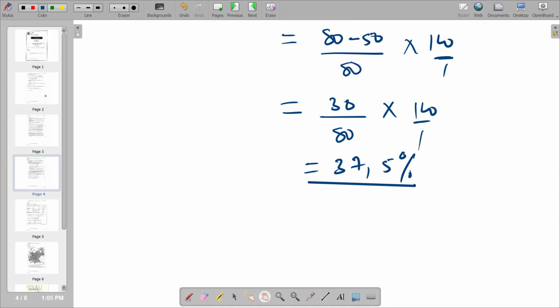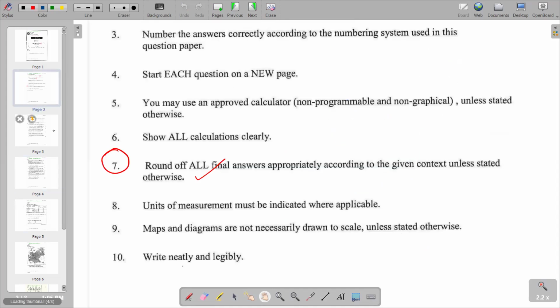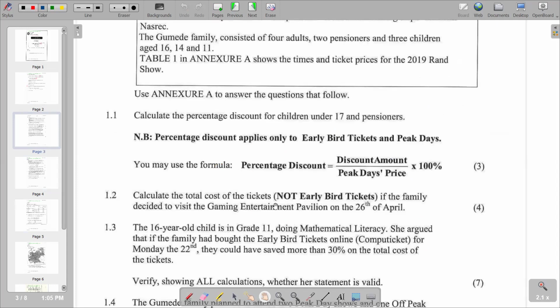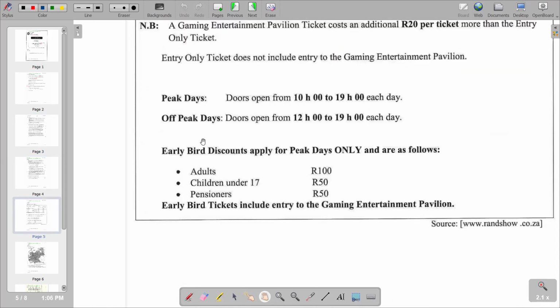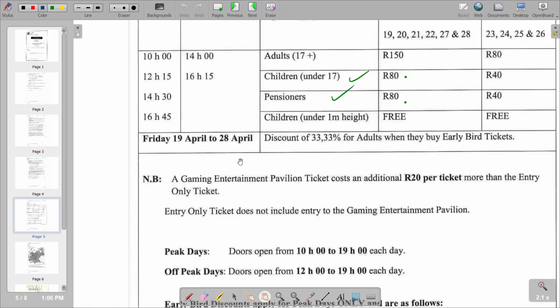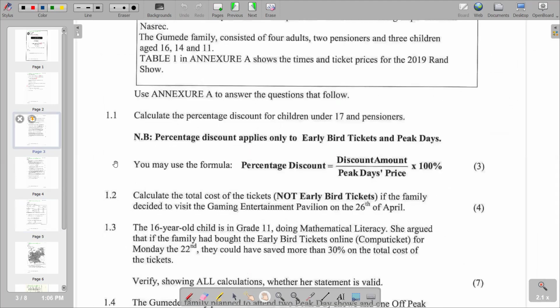We go to the next question. It reads: calculate the total cost of the tickets, not early bird tickets, if the family decided to visit the gaming entertainment pavilion on the 26th of April. Remember, early bird tickets are these ones, and the question is saying we are not going to use our early bird prices. So we go to this part, and then I will refer back to the question.